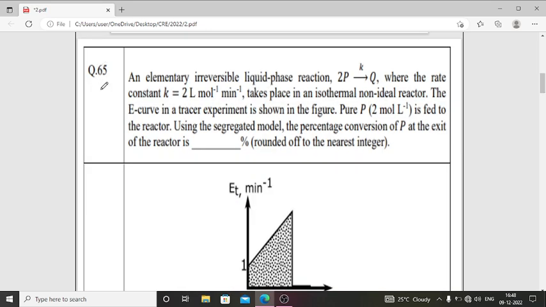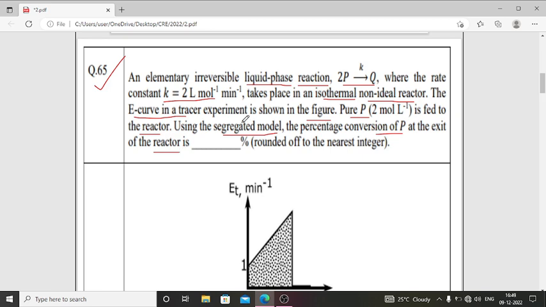Question number 65. An elementary irreversible liquid phase reaction 2P gives Q, where K is a rate constant of 2 liter per mole minute, takes place in an isothermal or constant temperature non-ideal reactor. The E curve in a tracer experiment is shown in the figure. Pure P is fed to the reactor, which means the concentration Cp naught is 2 mole per liter. Using the segregated model, the percentage conversion of P at the exit of the reactor is.